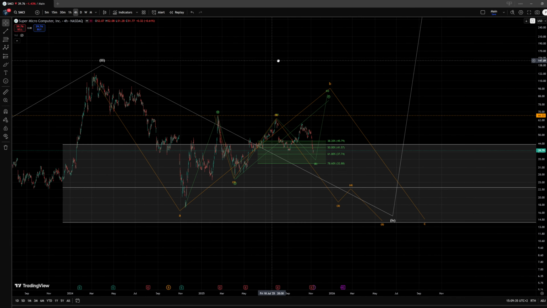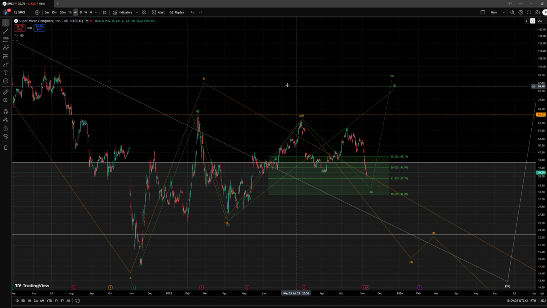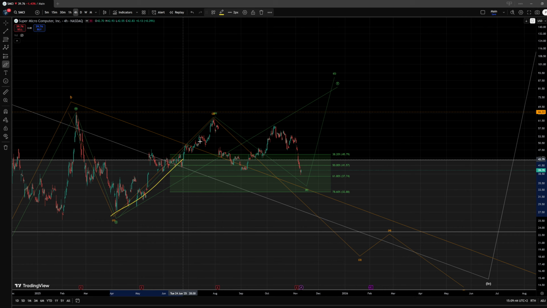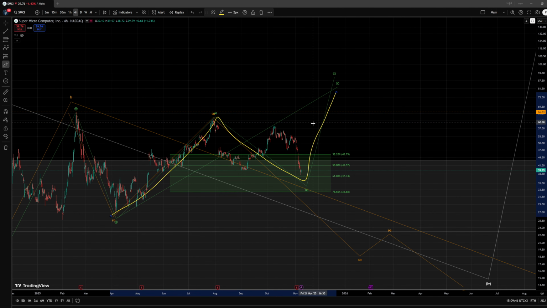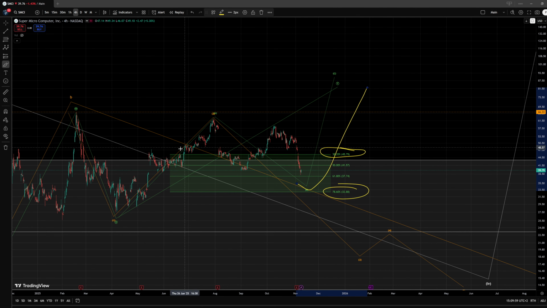Now, in the shorter time frame, we are tracking this idea of an ABC structure, and we do have quite a relevant area of support. We have this ABC that seems to be forming, and we have the area of support between the $45.8 all the way down to the $32.9 at the 78.6% retracement to provide the support necessary for creating this reversal to the upside.